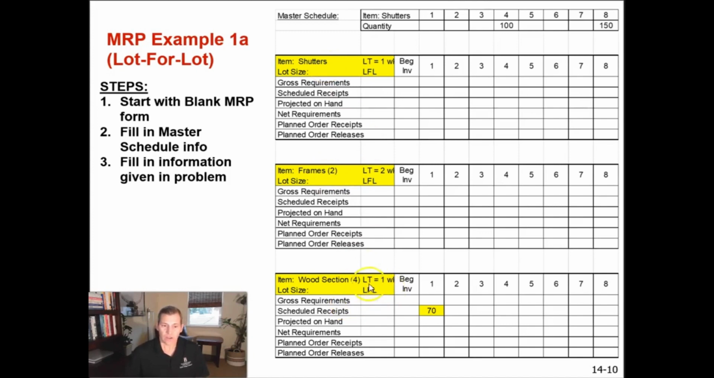Wood sections also have a 1-week lead time. We are doing an example that is lot for lot. There are 4 wood sections for every 1 shutter, and we have 70 scheduled receipts due to arrive in week 1. So this is all the information that was given to you in the example. Everything so far has been provided. So now we're simply going to roll down our master production schedule. We always go left to right.